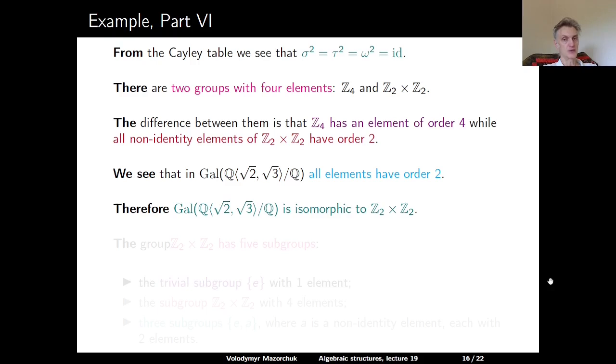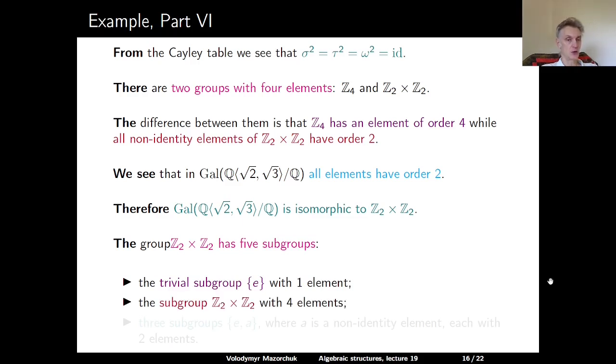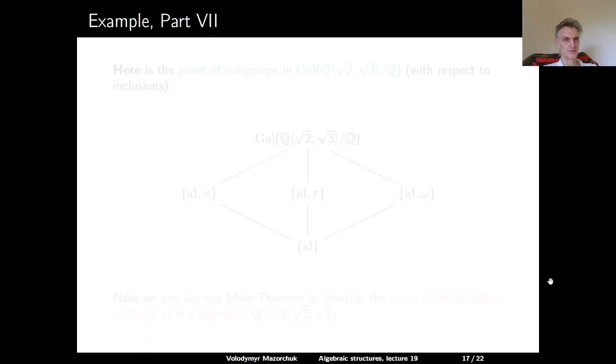Therefore, our Galois group is isomorphic to Z2 times Z2. The group Z2 times Z2 has 5 subgroups: the trivial subgroup with the identity, the whole group as a subgroup, and then 3 subgroups which contain the identity and one of the 3 elements of order 2. So each such subgroup has 2 elements.